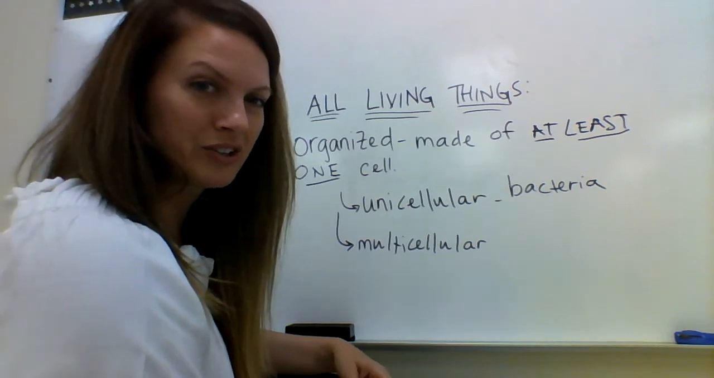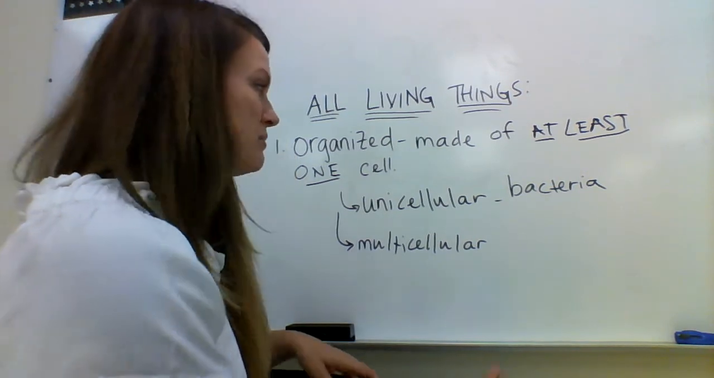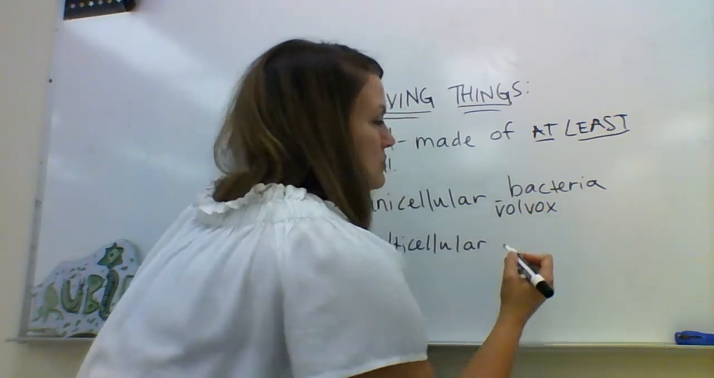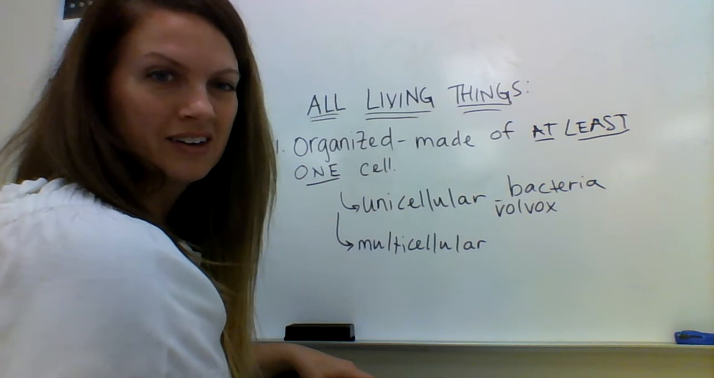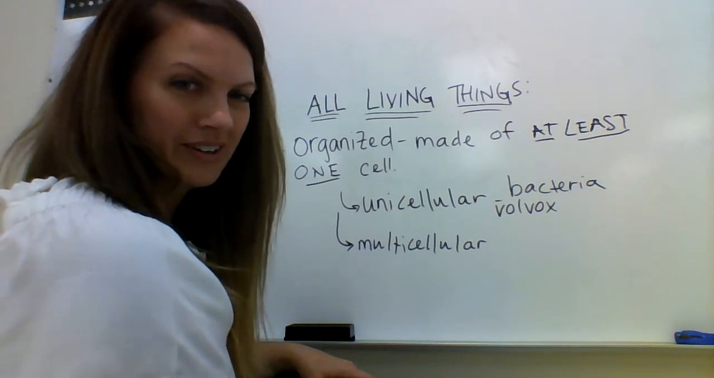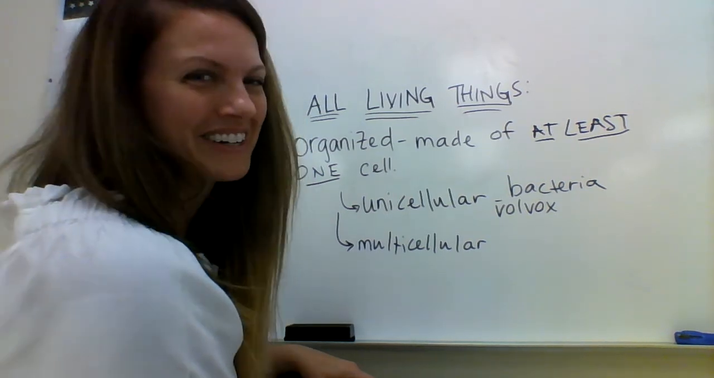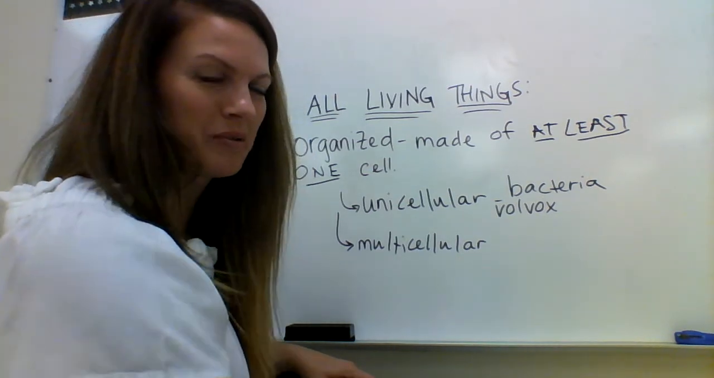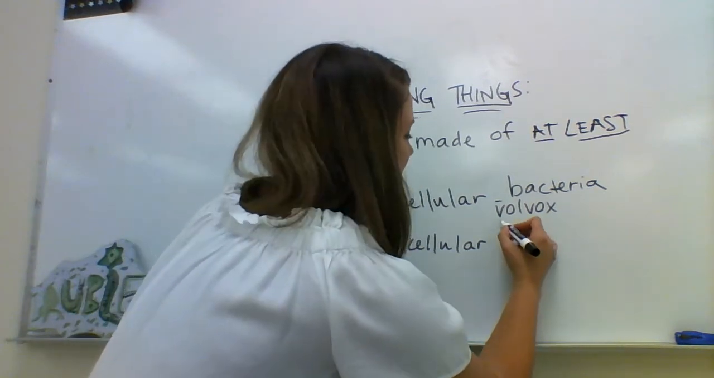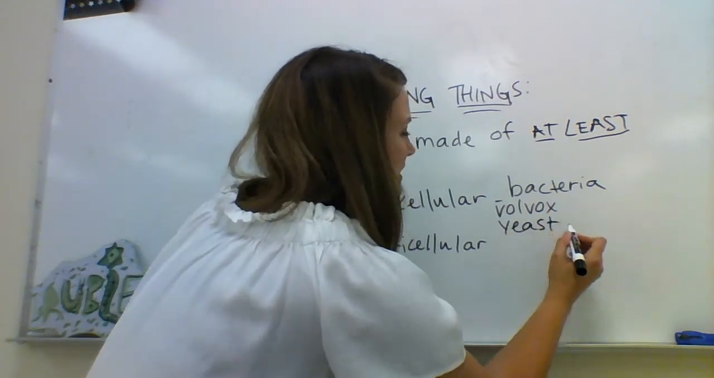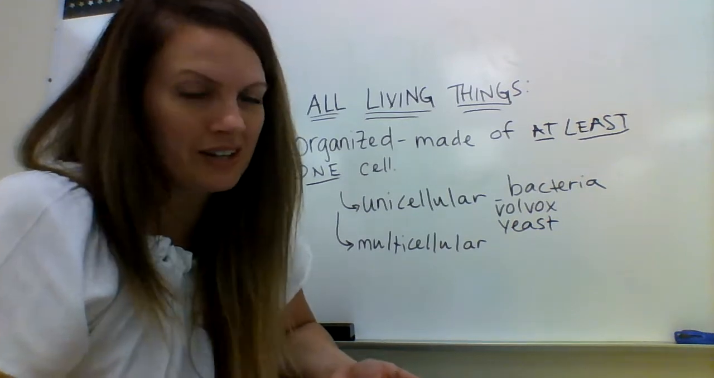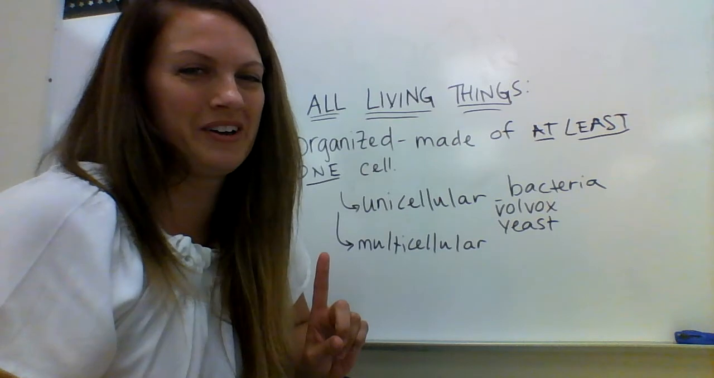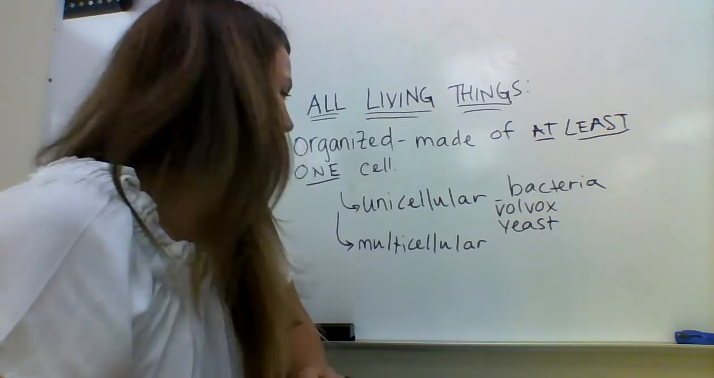So there are some unicellular protists, for example, Volvox, which is a photosynthetic, eukaryotic, unicellular organism. And there's also a unicellular fungus that you're probably very familiar with, and that is yeast. So these organisms are made of just one cell. They carry out all of the processes of living things with just one functional unit.